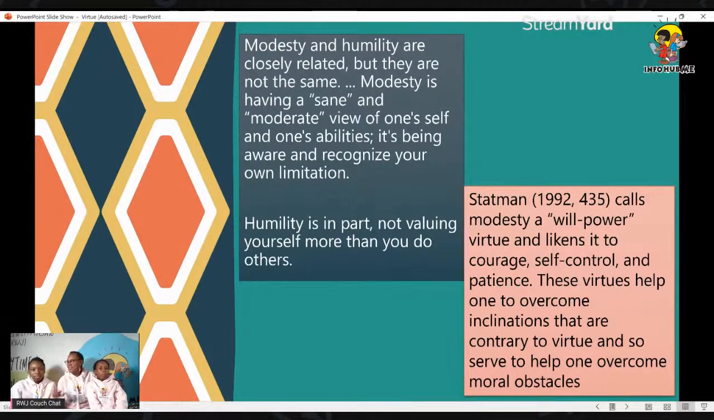You know, the topic we are doing today is humility. So modesty is having a sane and moderate view of oneself and one's ability. And it's being aware and recognizing your own limitation. So with moderation, you recognize your limitation and you evaluate yourself properly. Humility is in part not valuing yourself more than others. So modesty is about yourself. Humility is the relationship comparing yourself with others. So moderation is evaluating yourself.